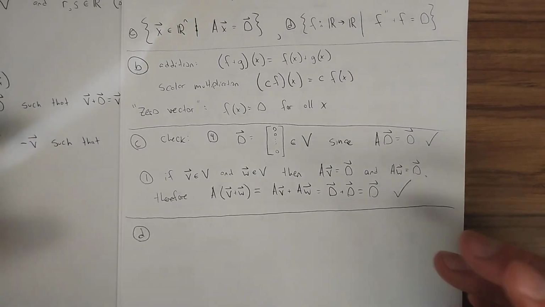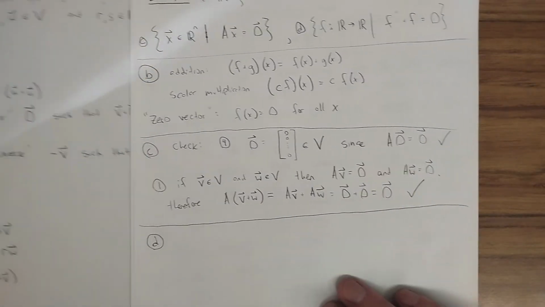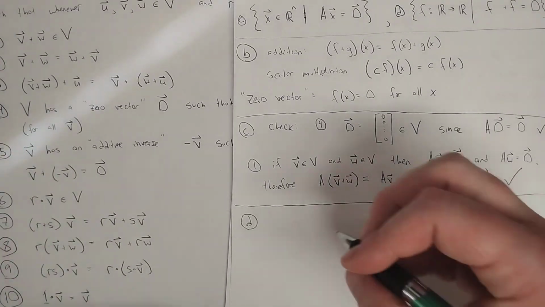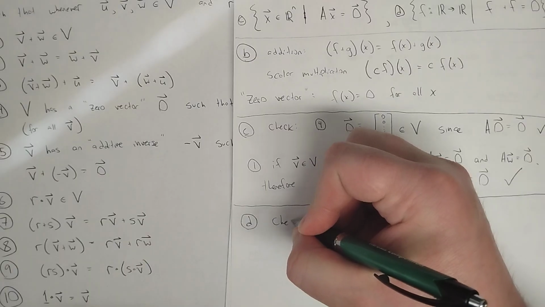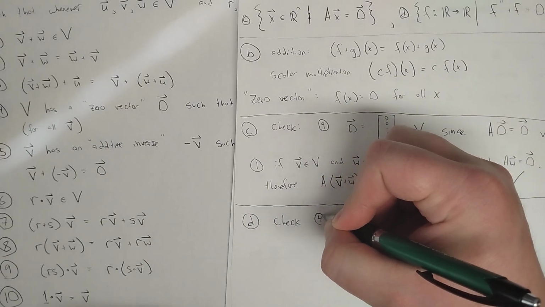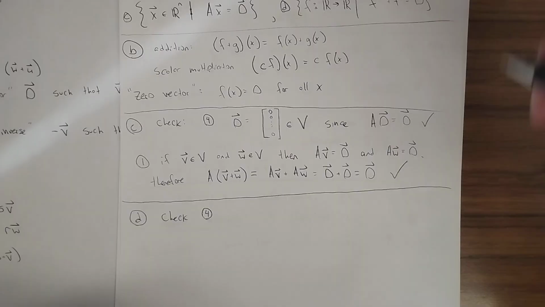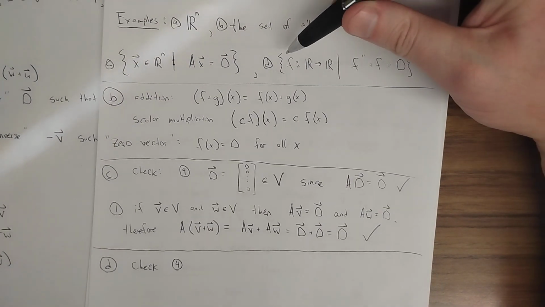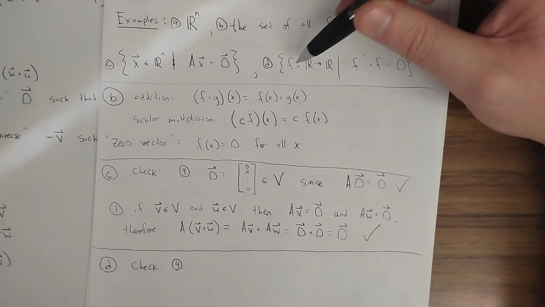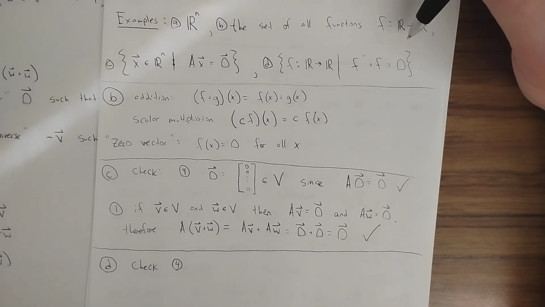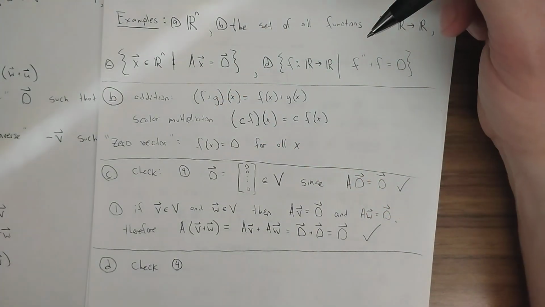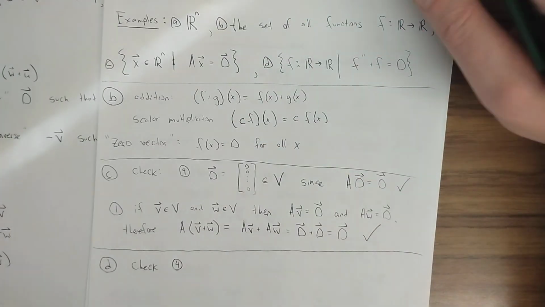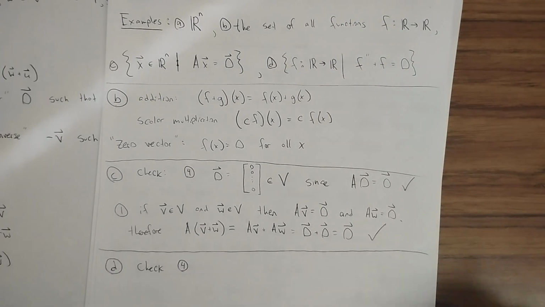Let's check, for example, property 4. Hoping that the quote-unquote 0 vector, which as we discussed, when we're talking about functions from reals to reals, the 0 vector is just the function that always returns 0. So let's check that that function is a member of this vector space.